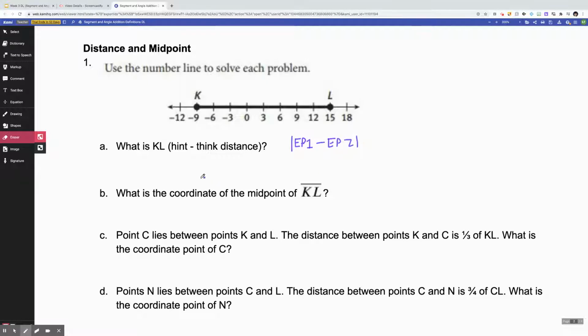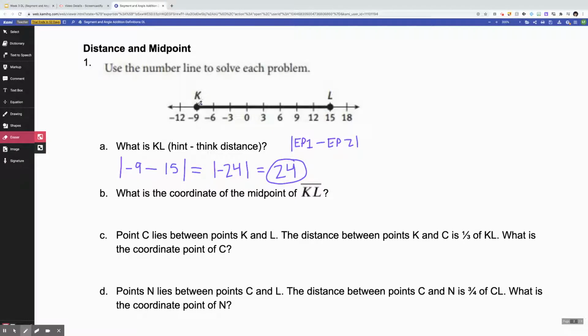Okay, it does not matter which point you pick to be 1 and which point you pick to be 2. So I typically read from left to right. So I'm going to say K is my first endpoint, -9. It's always a minus sign right here, minus, and then L is 15. Okay, so then I just need to do that subtraction, right? So -9 minus 15 is -24. And then I have to use the absolute value to take the negative sign off. So I get 24. Okay, so that's it. 24 is my answer. That's the distance.